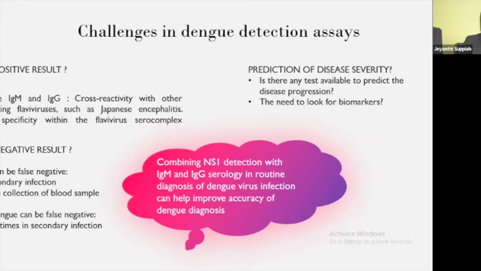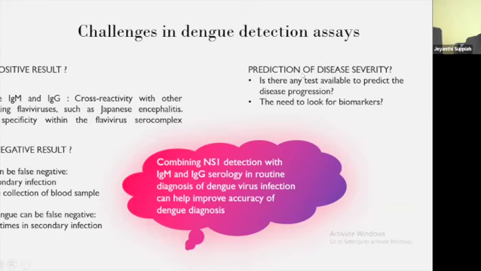What about a false negative result? So sometimes NS1 cannot be detected when the level is too low, especially in secondary infection, and if the sample has been collected late. So we need the viremic phase to be maintained in order for you to detect the NS1. IgM can also be not detected. It could cause false negative, especially in secondary infection, whereby the titer of the IgG is much higher than IgM. So these are among the pitfalls, challenges in dengue detection assay.